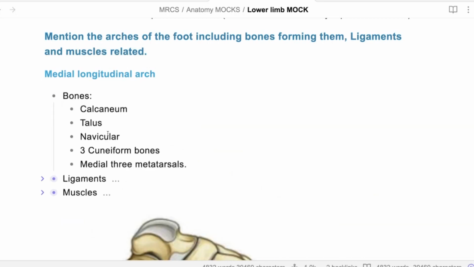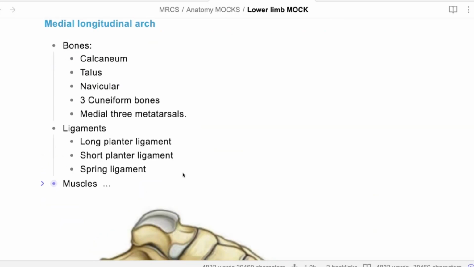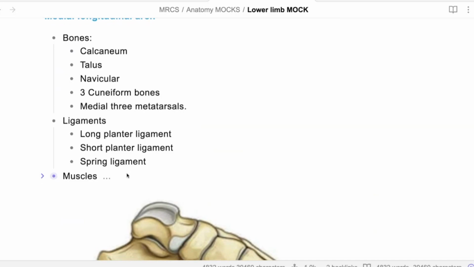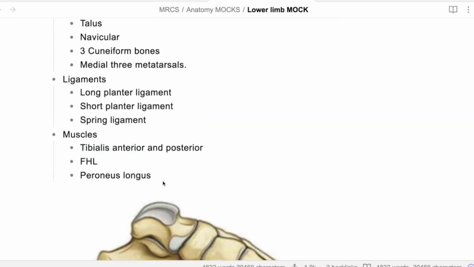So you have 9 bones in the medial, and this is calcaneum, talus, navicular, and 3 cuneiform, and medial 3 metatarsals. The ligaments, like I said, short and long plantar ligament and spring ligament. As simple as that. You don't have to say the deltoid, but if you said it, that's fine. The muscles: tibialis anterior, posterior, FHL, and peroneus longus.